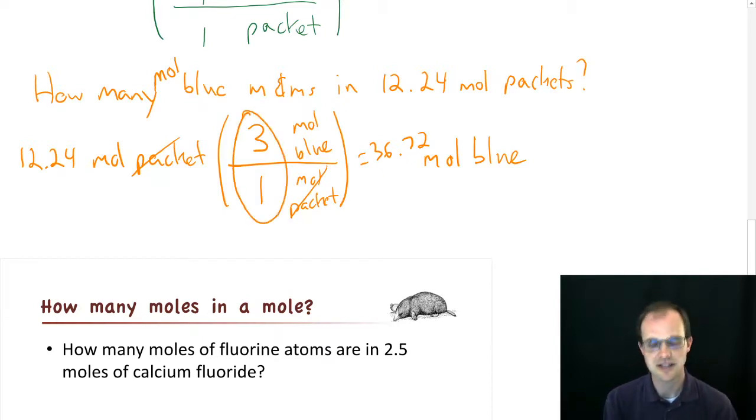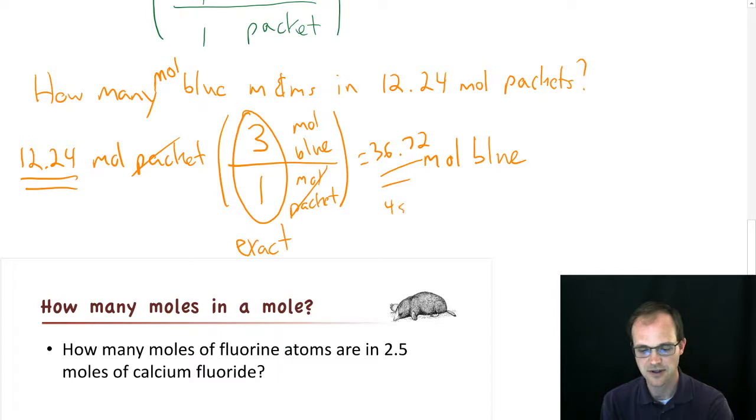What do we do about sig figs? These numbers here are exact. We don't worry about their sig figs. We counted. There's 3 blues for every packet. So that's a counted number, an exact number. We don't worry about sig figs. So I had 4 sig figs to begin with here. I ended up with 4 sig figs at the end.